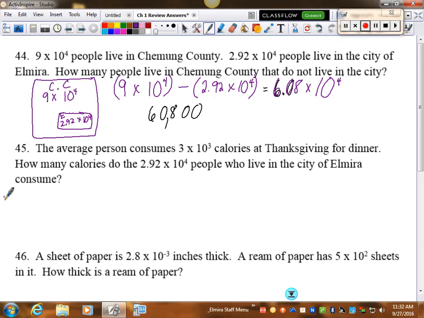The average person consumes 3 times 10 to the 3rd calories at Thanksgiving dinner. How many calories do the 2.92 times 10 to the 4th people who live in the city of Elmira consume? So we're saying one person consumes 3 times 10 to the 3rd calories for Thanksgiving. So what if we had lots of people? 29,000 people. That would be a lot of calories. So the only way we're going to get that is if we multiply. So the calories for one person times the amount of people.